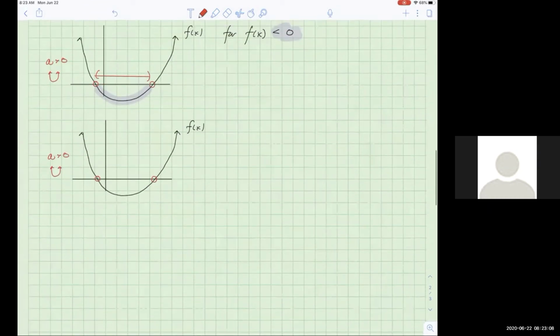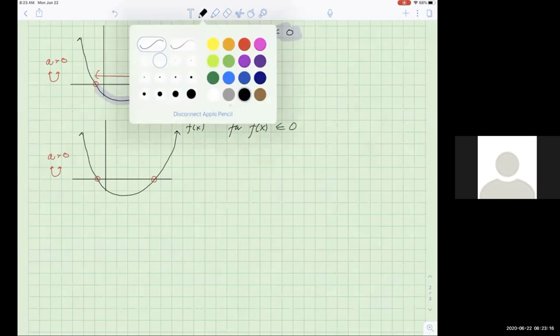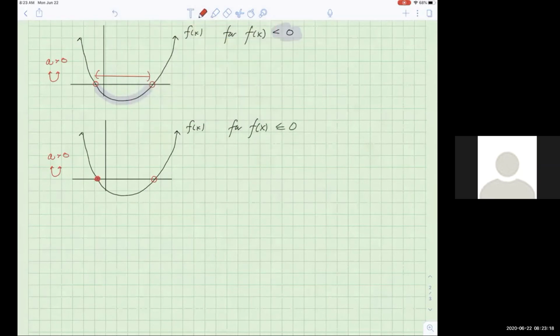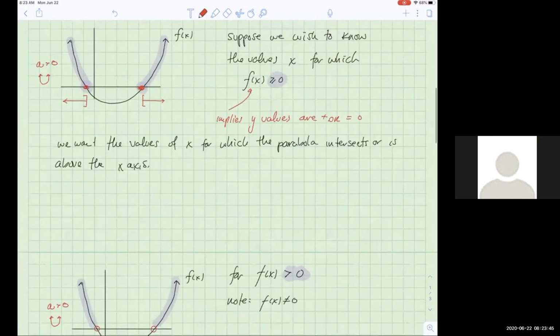And then finally, the only other scenario is for f of x less than or equal to 0, in which case we do want to include those x-intercepts. So we would use solid dots. And then we still want to be below the axis because we're less than or equal to 0. And in this particular case, we would get a similar interval. So going back again here, we have 4 scenarios.